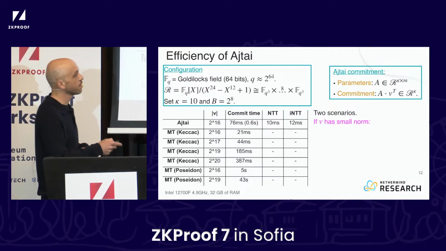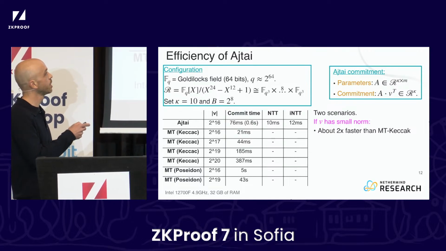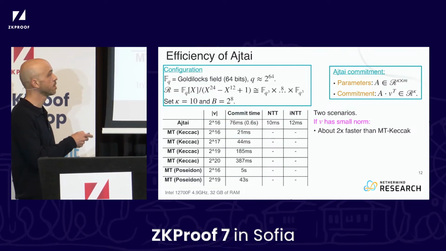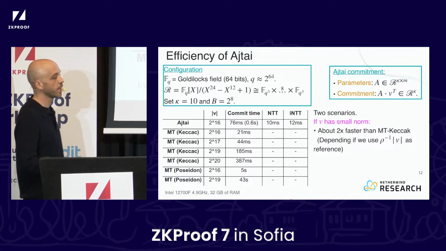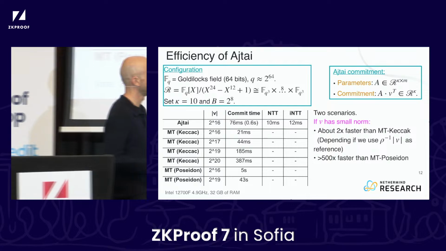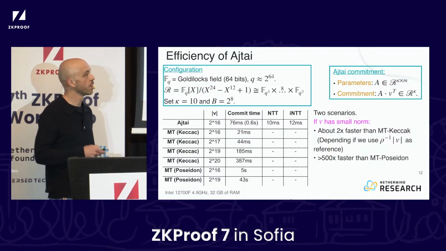Okay, so if the vector has small norm, then it's about 2 times faster than Merkle tree Keccak, comparing 2 to the 16 to 2 to the 19 or 2 to the 20, depending on whether you want to multiply by the inverse of the rate or not, the blowup. And it's much, much faster than committing to a Merkle tree with Poseidon.